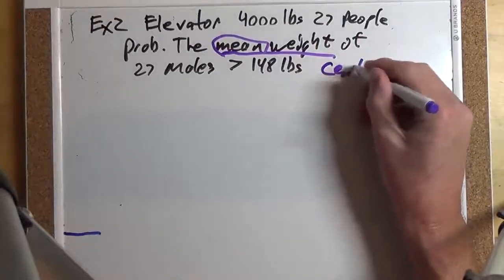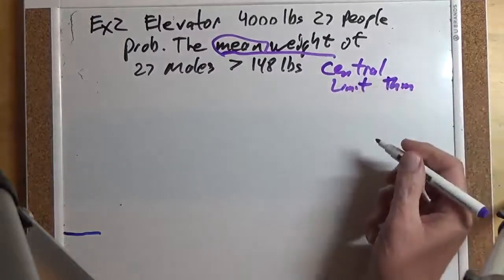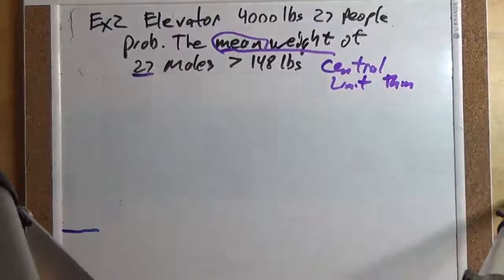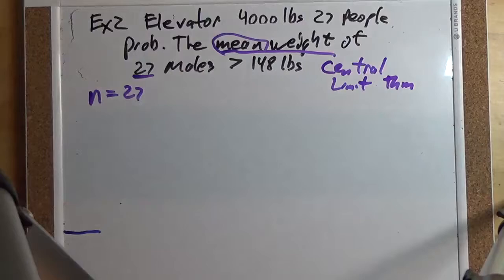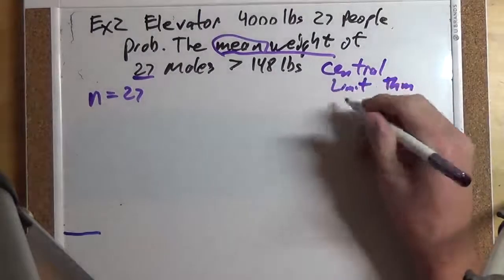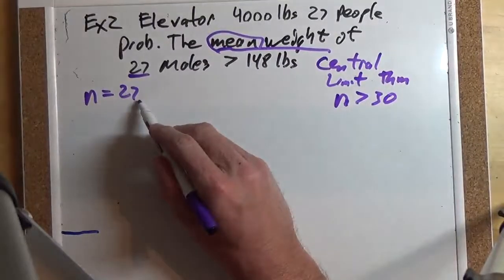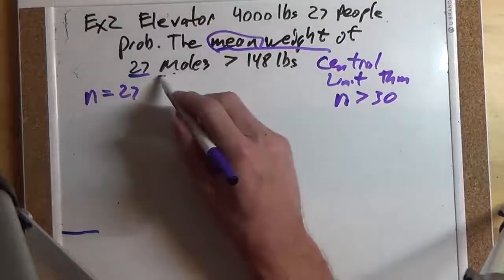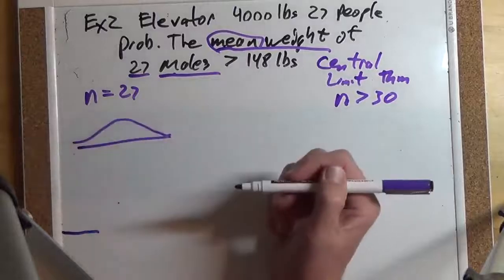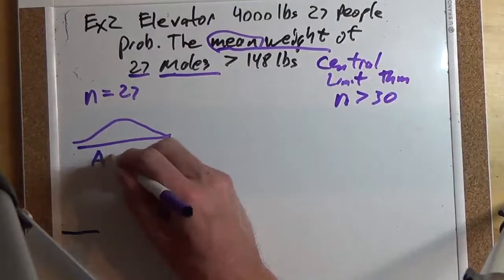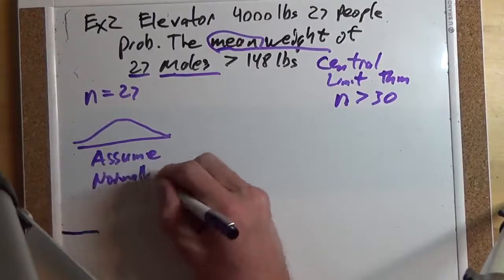So this is central limit theorem. And there's my sample size. So n equals 27. Now, the criteria of the central limit theorem, if n is greater than 30, we don't have to worry about it. Here, n is less than 30, but if you think of the distribution of weights of males in a population, we're going to assume it's normally distributed. That's the other criteria, so we're okay.